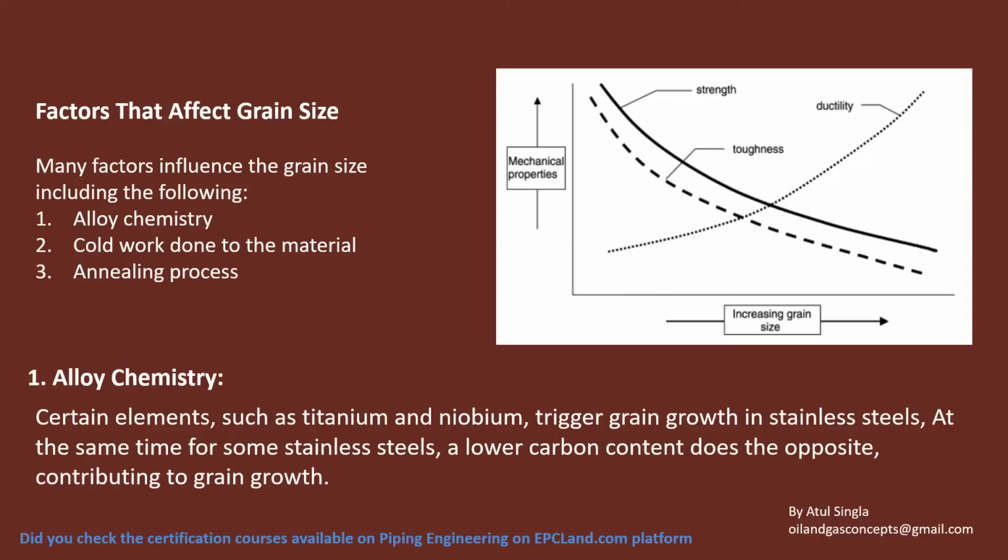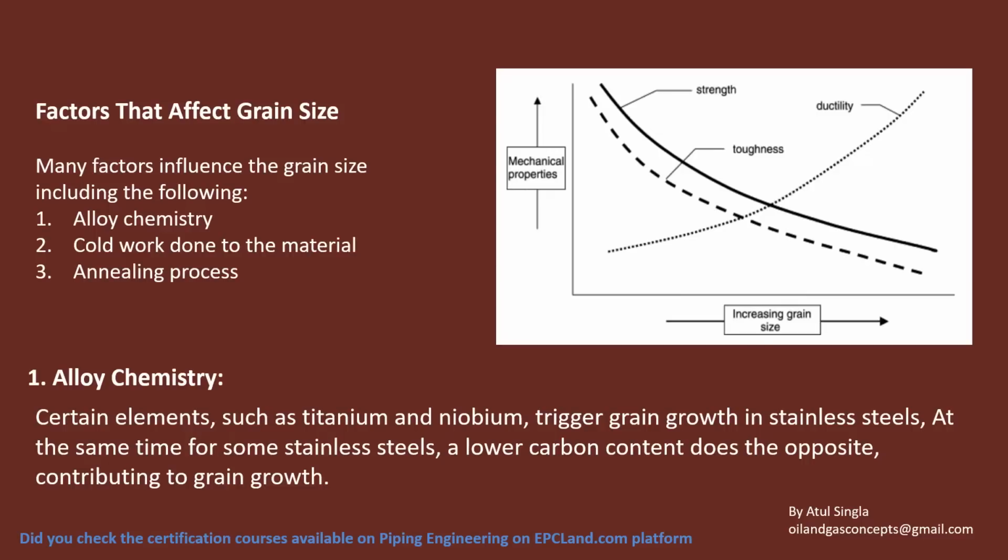At the same time, let us look at this diagram. This is the mechanical property axis. In this we are increasing the grain sizes. These curves represent the strength. That means as the grain size increases in this direction, the strength is decreasing and ductility is increasing. We can understand this when we look at the next slide, where we'll discuss the cold work done on the material. Then again, the toughness is also decreasing as the grain size is increasing. So this is how grain size is important and how it impacts the mechanical properties.